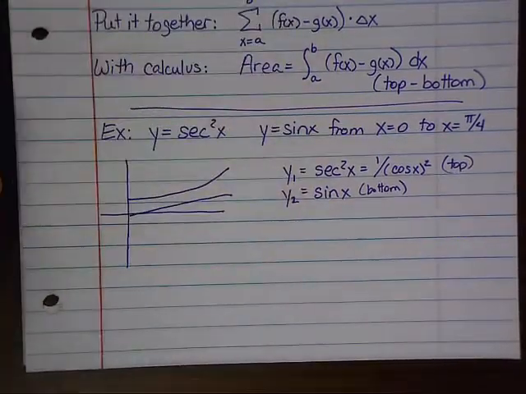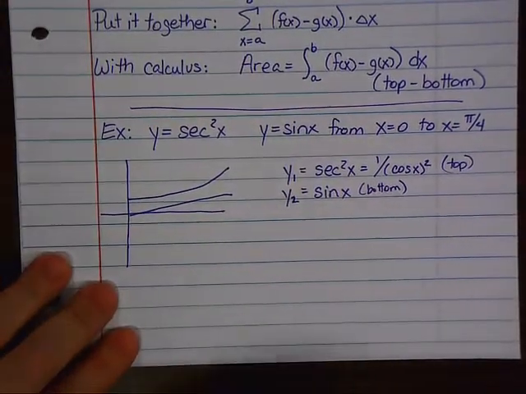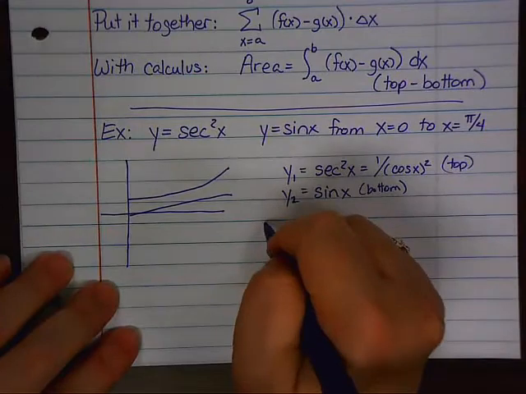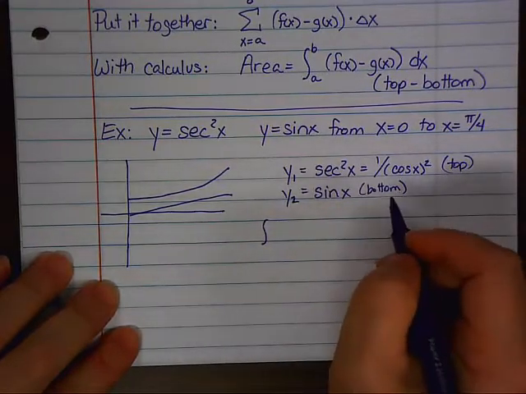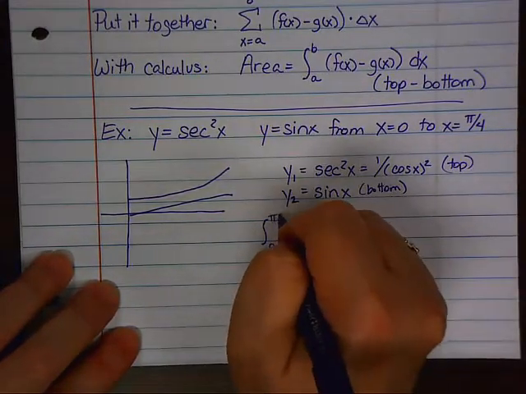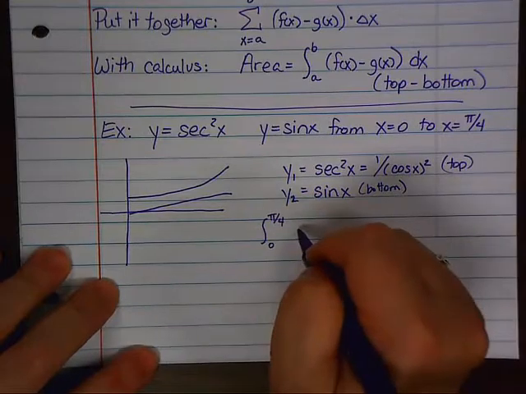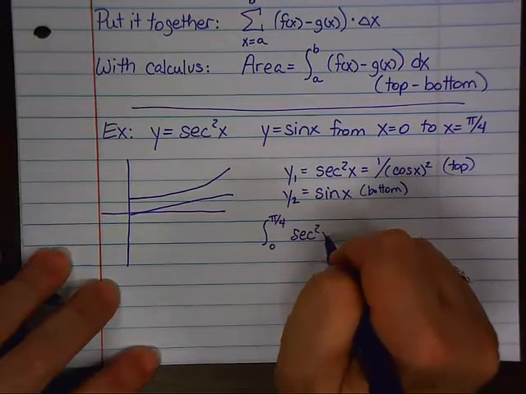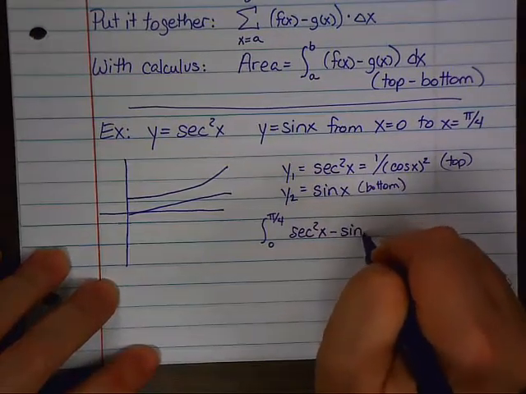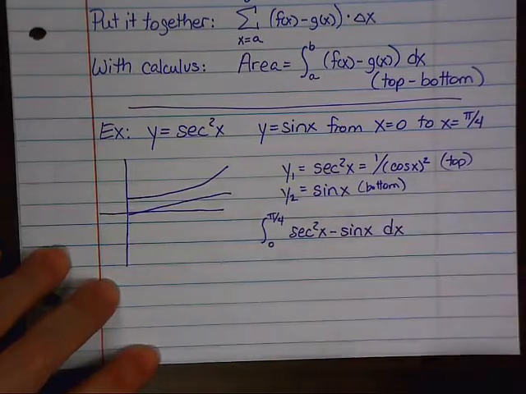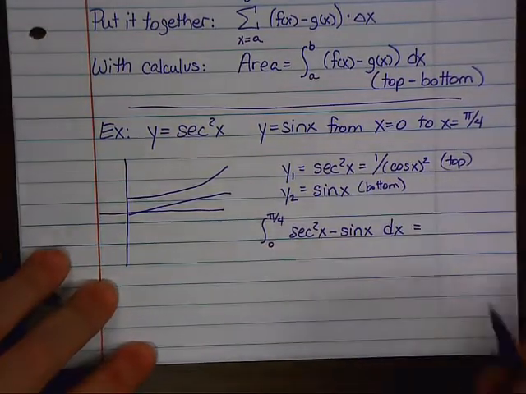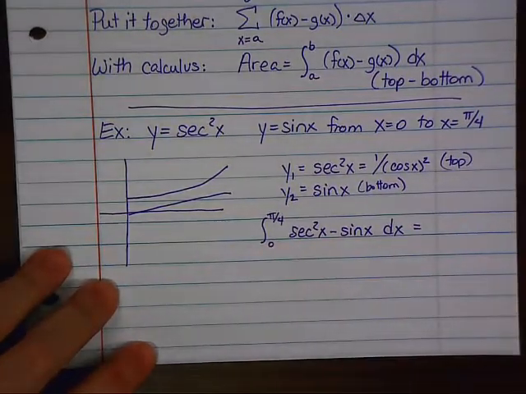So when we set up our integral, I'm going to show you the two ways the AP exam is happy to see it. You put your integral symbol. You write in your 0 and pi over 4. You can write the functions themselves in, the top minus the bottom. So you would write secant squared x minus sine x dx. That is totally acceptable.